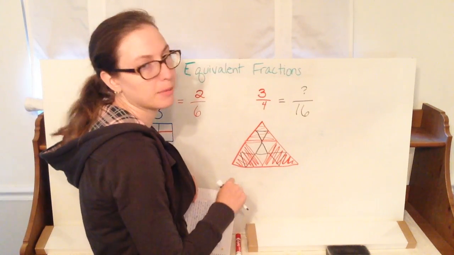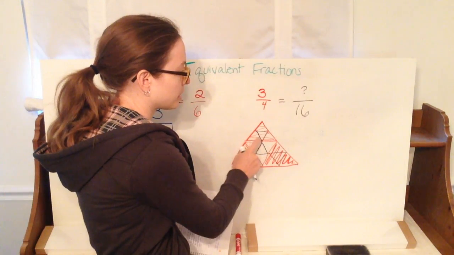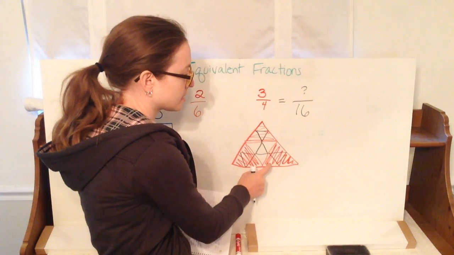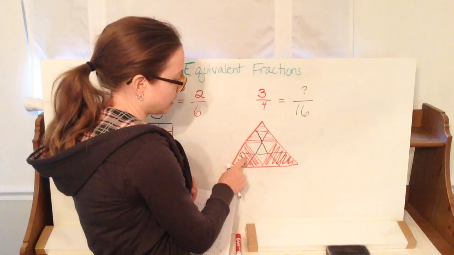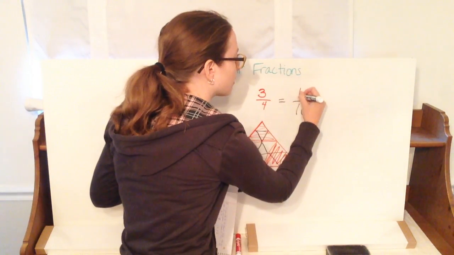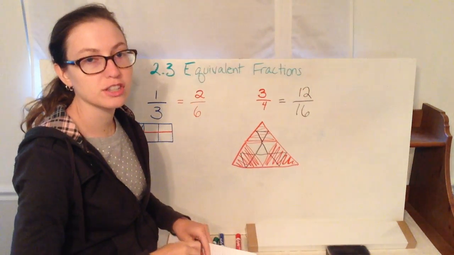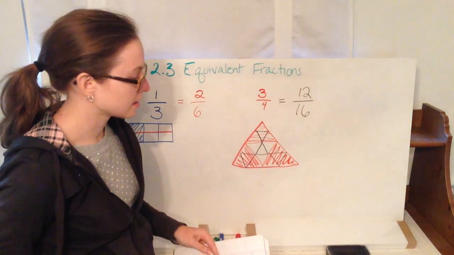Now I need to count how many are shaded at this point. So I have 1, 2, 3, 4, 5, 6, 7, 8, 9, 10, 11, 12. 12 of the 16 pieces are shaded. I haven't changed the shading. All I've done is change the size of the pieces that we're looking at.